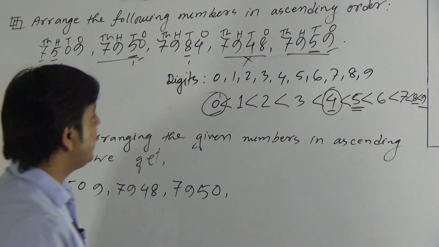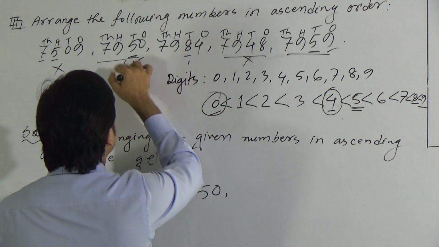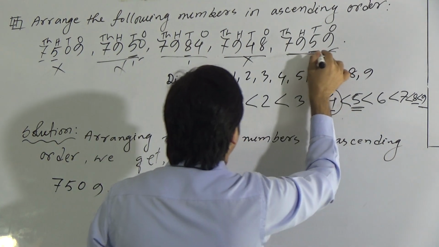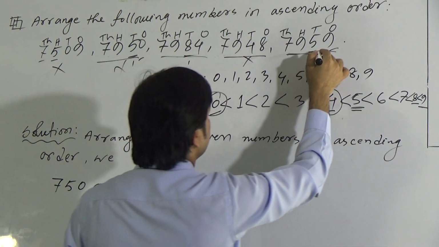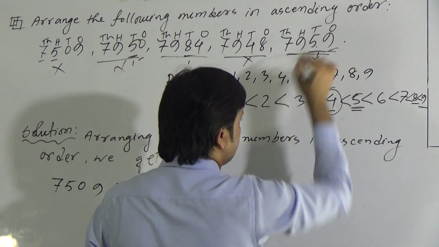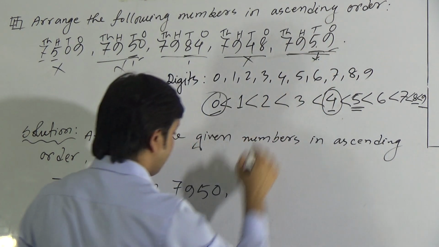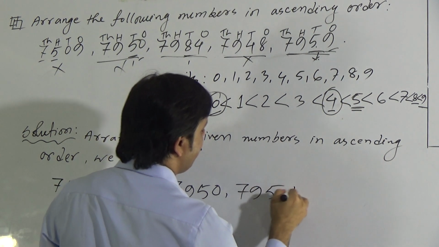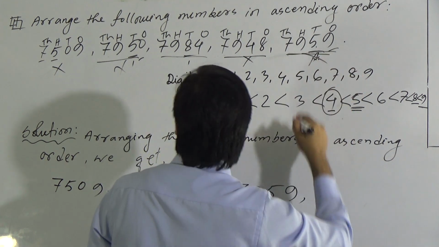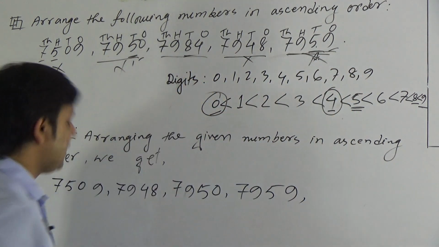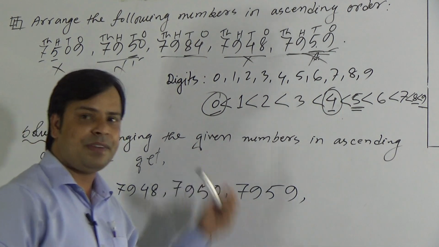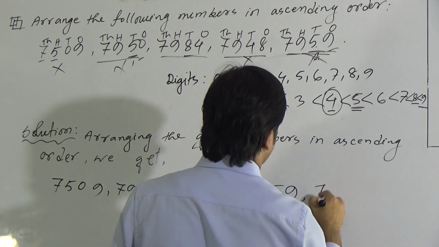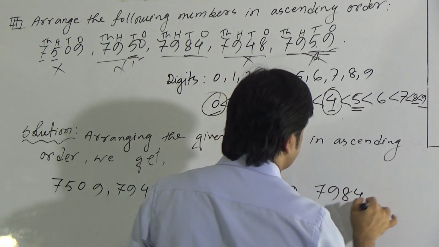Now the next number. What is the next number? Now if we compare the remaining numbers here, 7984 and 7959, here 5 is in tens position, 8 is in tens position. If we compare, 5 is the smallest. So the number containing 5 in tens position is the smallest one. So we can write 7959. This one is also done. So only one number remains, that is 7984. So we can write that number at last. 7984 is the largest one.